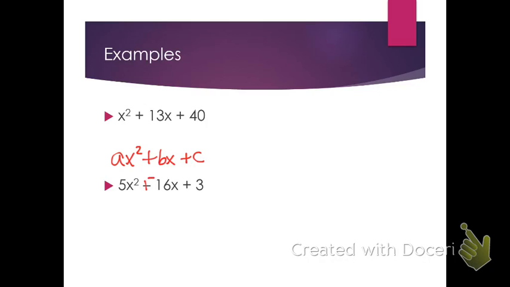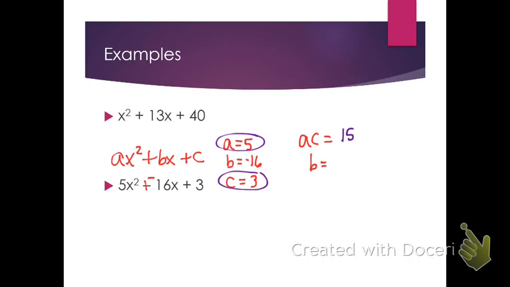That may help you a little bit in terms of seeing that instead of an a, we have a 5, instead of a b, we have a negative 16, and instead of a c, we have a 3. Remember, the first step in our factoring is to find two numbers that multiply to AC but add up to b. In this case, AC would be 5 times 3, which is 15. And b is negative 16.